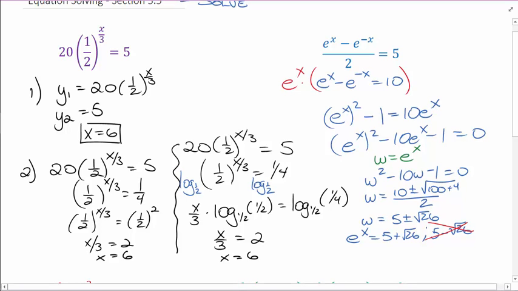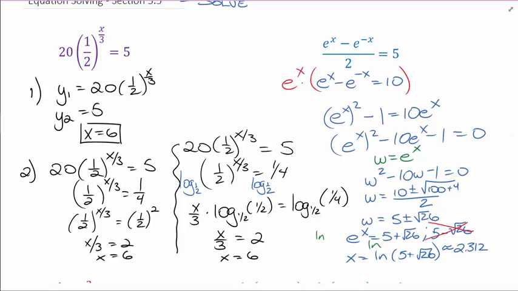The way we would isolate the x here is take the natural log of both sides. The natural log of e to the x will just yield an x. And on the right side, we'll get the natural log of 5 plus the square root of 26. In our calculators, we could say that that value is approximately 2.312 if we went to 3 decimal places.